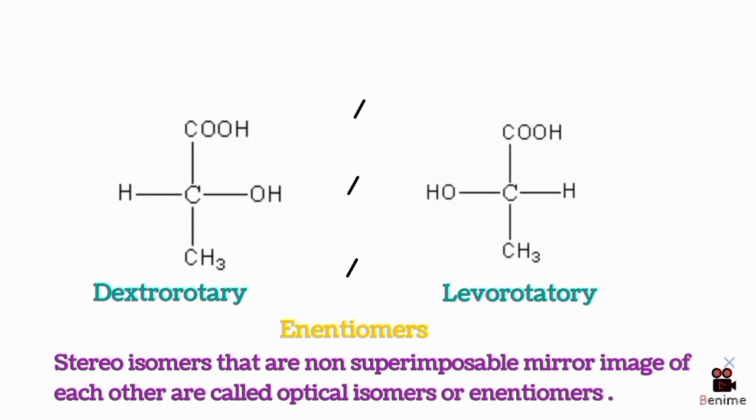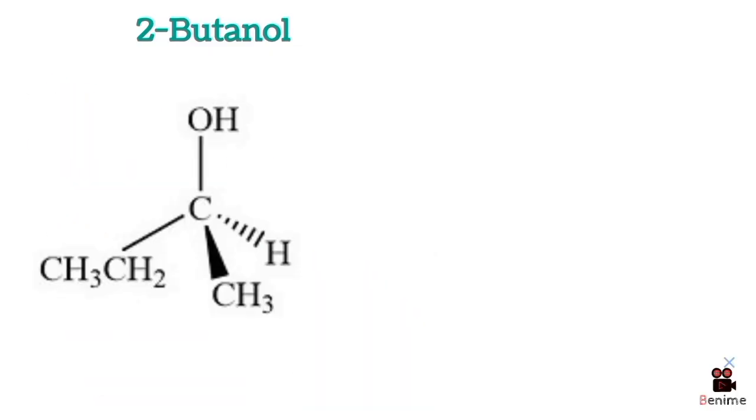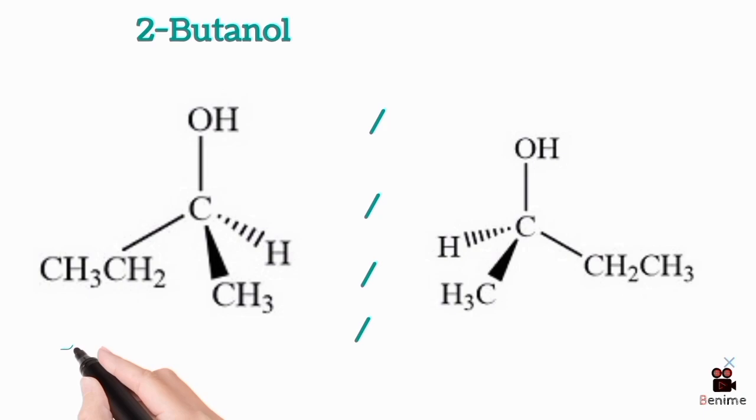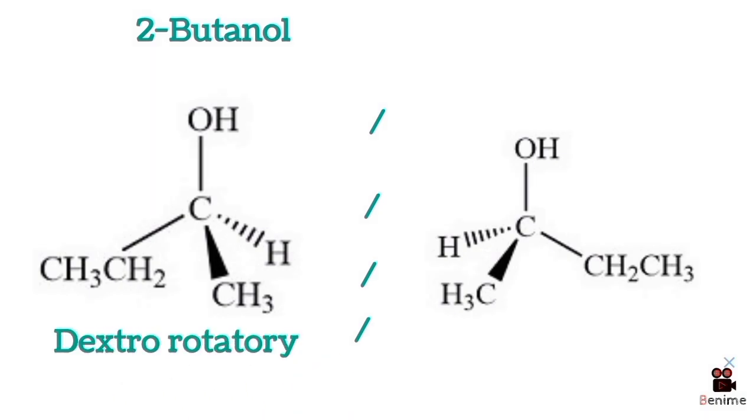So we define enantiomers as stereoisomers that are non-superimposable mirror images of each other, called optical isomers or enantiomers. These two forms are chemically identical under ordinary conditions, but they behave differently toward polarized light and biological systems. Example, 2-butanol. Look at this structure. Its second carbon atom is attached to four different groups. Therefore, it also exists as two enantiomeric forms. The first one is dextrorotatory and the second one is levorotatory.